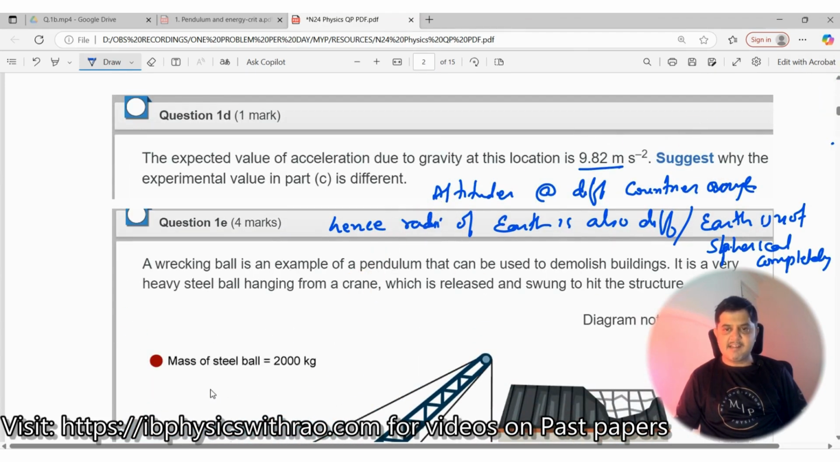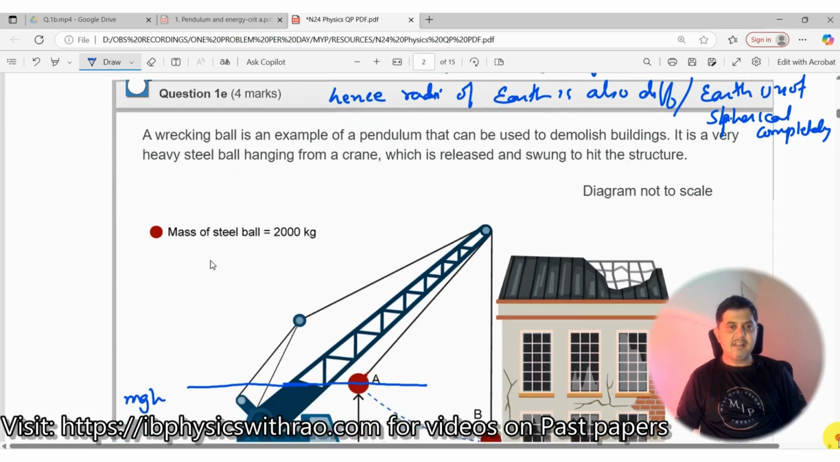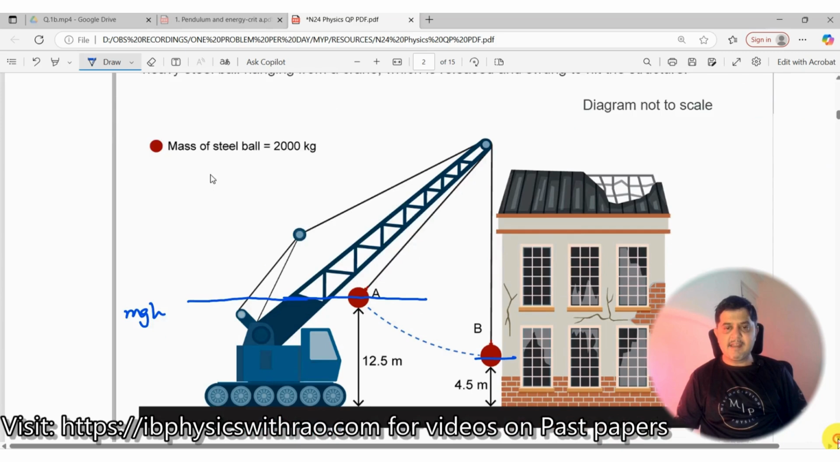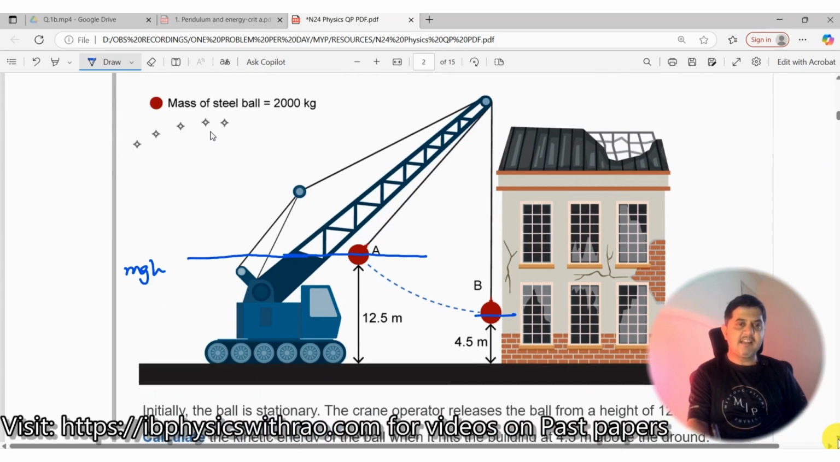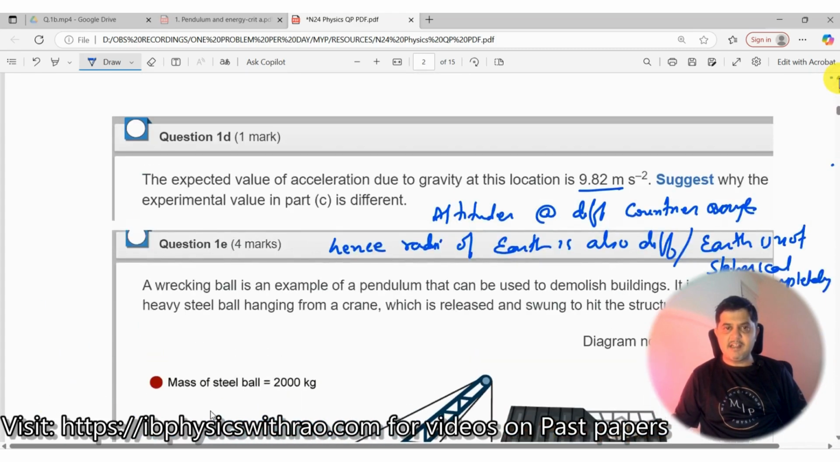A wrecking ball is an example of a pendulum. It is a very heavy steel ball. Mass is not given over here. It's given here: mass of the steel ball is 2000 kg. So how do I calculate the potential energy here? I just need to substitute the value, which will be 2000 multiplied by the value of g. What value of g is taken? Don't just assume 9.8 or 10.